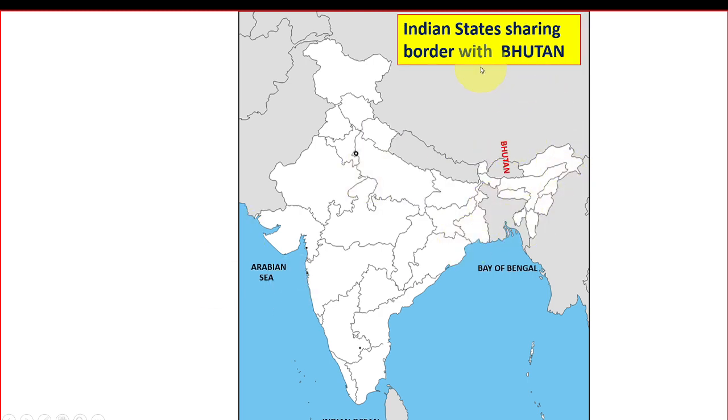Next we see Bhutan. The Indian states sharing border with Bhutan are: one is Sikkim. Second is West Bengal. Third is Assam. Fourth one is Arunachal Pradesh. So these are the 4 states which share a border with Bhutan.